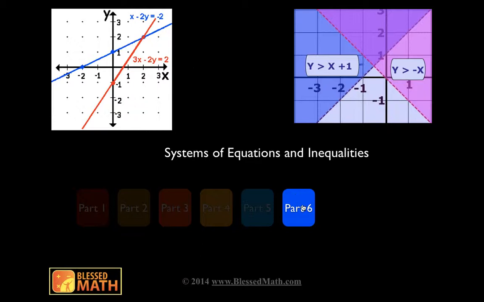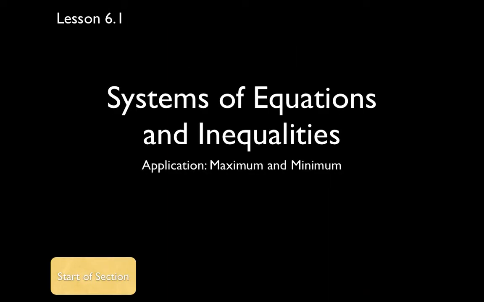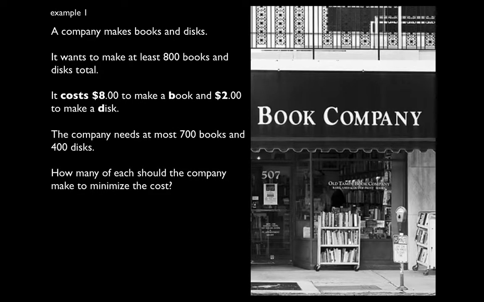So let's dive in. Today we're going to be doing applications of maximum and minimum. A company makes books and discs. It wants to make at least 800 books and discs total. It costs $8 to make a book and $2 to make a disc. The company needs at most 700 books and 400 discs. How many of each should the company make to minimize the cost?